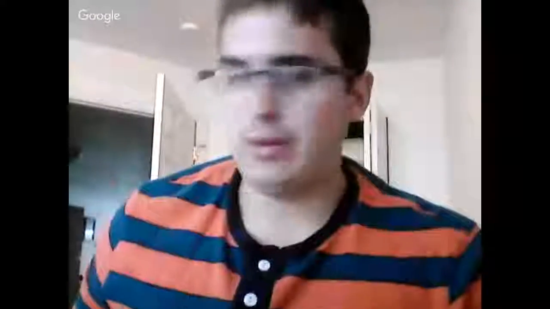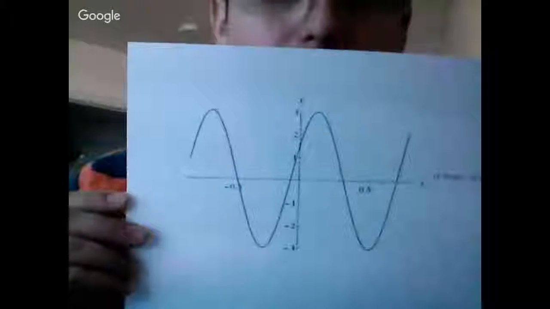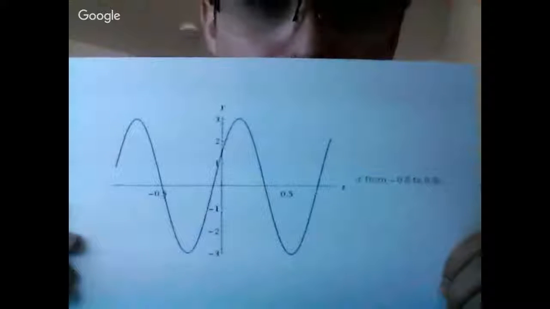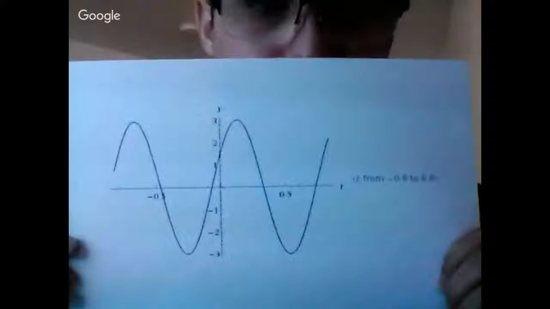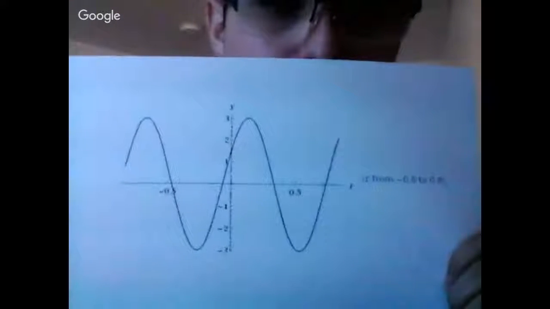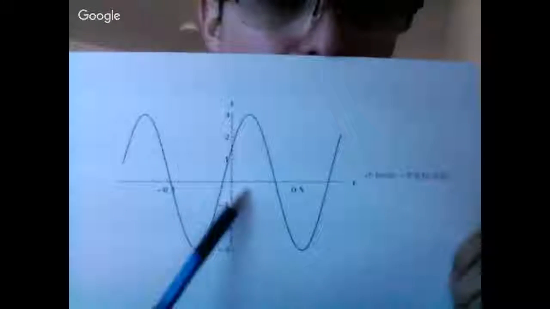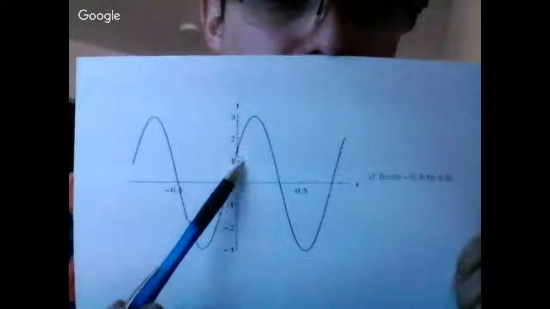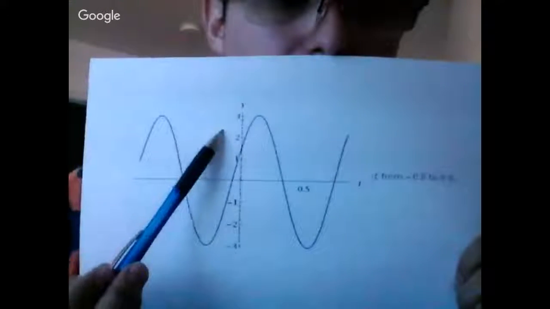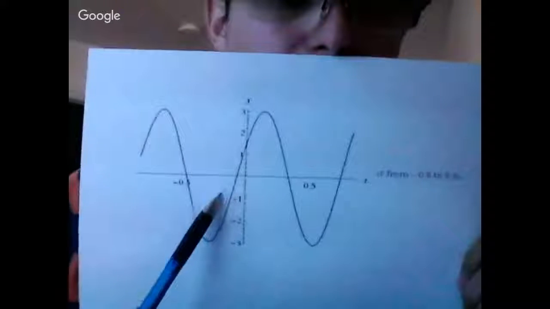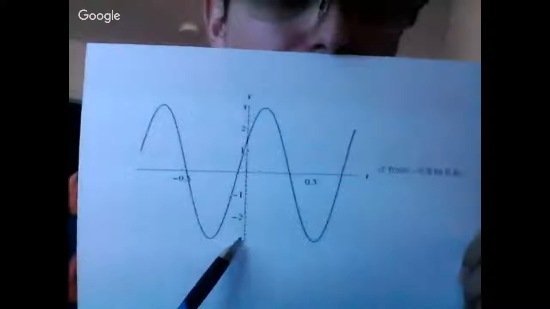I'm not very good at drawing, so I went ahead and just graphed it in Mathematica, so it should look something more like that, where here is 0, and your phase change brings it back pi over 6, and your amplitude is up at 3, and down to negative 3. So, and that's problem number 3.